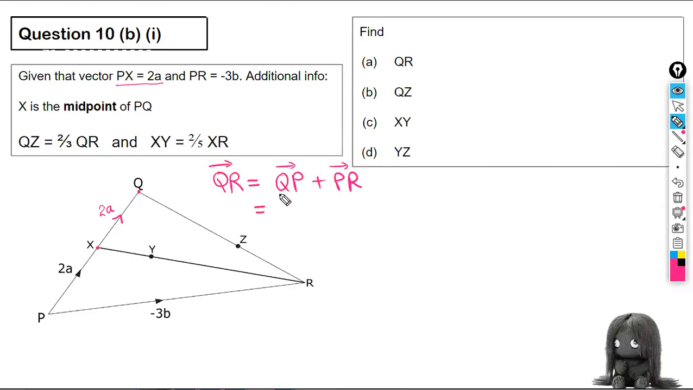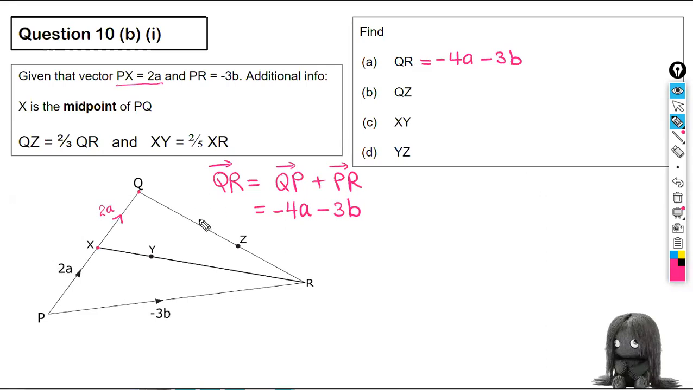To go from Q to P, we are going against the arrows. So it will not be positive 4A, it will be minus 4A, because when you go against the arrows, we make the sign the opposite. And PR, we're going with the arrow, so we're not going to change the sign there. We're going to leave it as minus 3B. So the final answer for QR is minus 4A minus 3B.